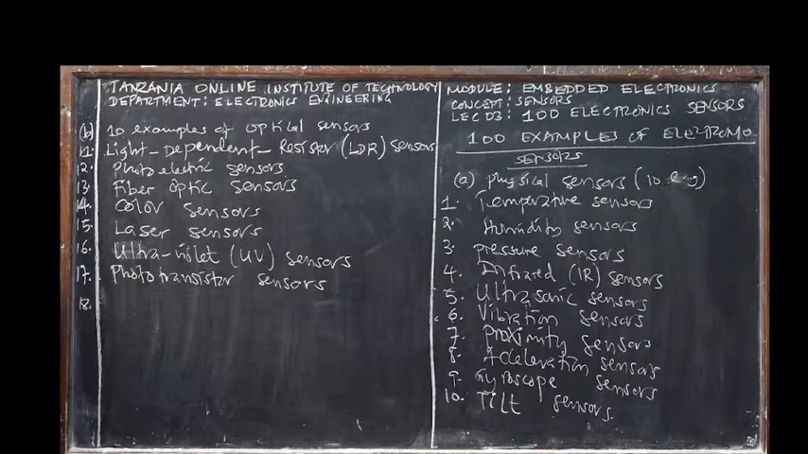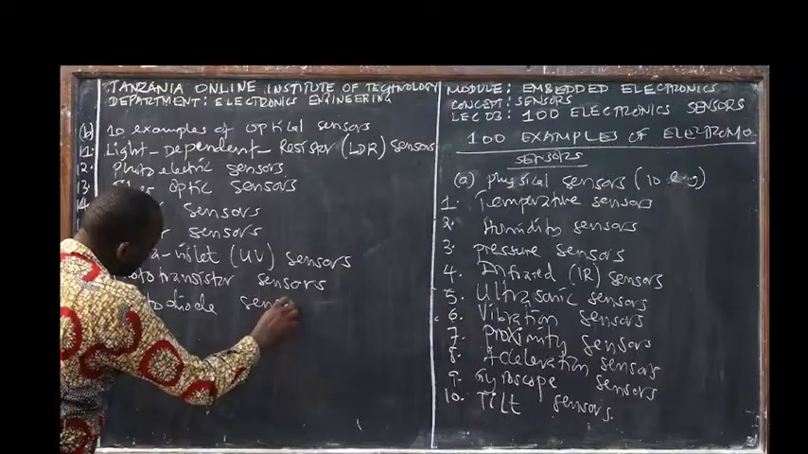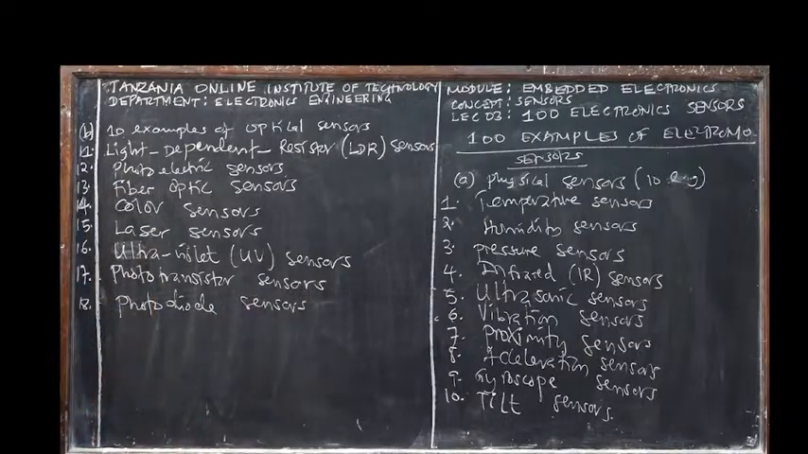Then the next sensor is called the photodiode. Say photodiode. Say photodiode sensors. These photodiode sensors are the ones that you are using in electric elevator doors. Milango ya lifti inatumia hii photodiode sensor. Sawa? Haya.